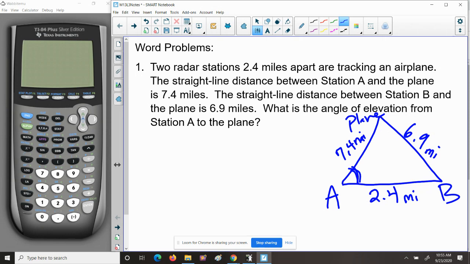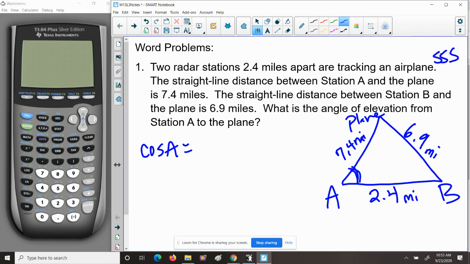Now for this one, take a look at what we have. What are we given? We're given all three side lengths. Remember, when we have side, side, side, we use law of cosines. So we're going to set up a law of cosines equation in order to solve this one. Let's think about what we're trying to find. We want to find angle A. So we're going to set up cosine of A equals, let's go back through law of cosines.